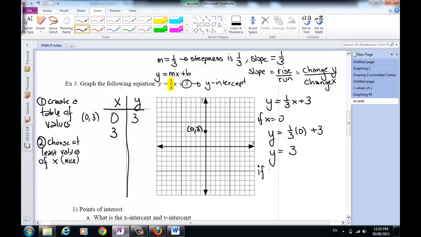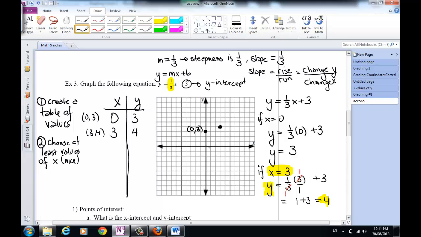So if x equals 3, then y is equal to 1/3 multiplied by 3 plus 3. Remember, 3 is just the same thing as 3 over 1, and therefore this will simplify to 1. So we get this is equal to 1 plus 3, which is just equal to 4. So if x equals 3, y equals 4. And again, this is just an ordered pair. It's saying 3, 4. So I start at the origin and I go 1, 2, 3, and then I'm going up 1, 2, 3, 4.